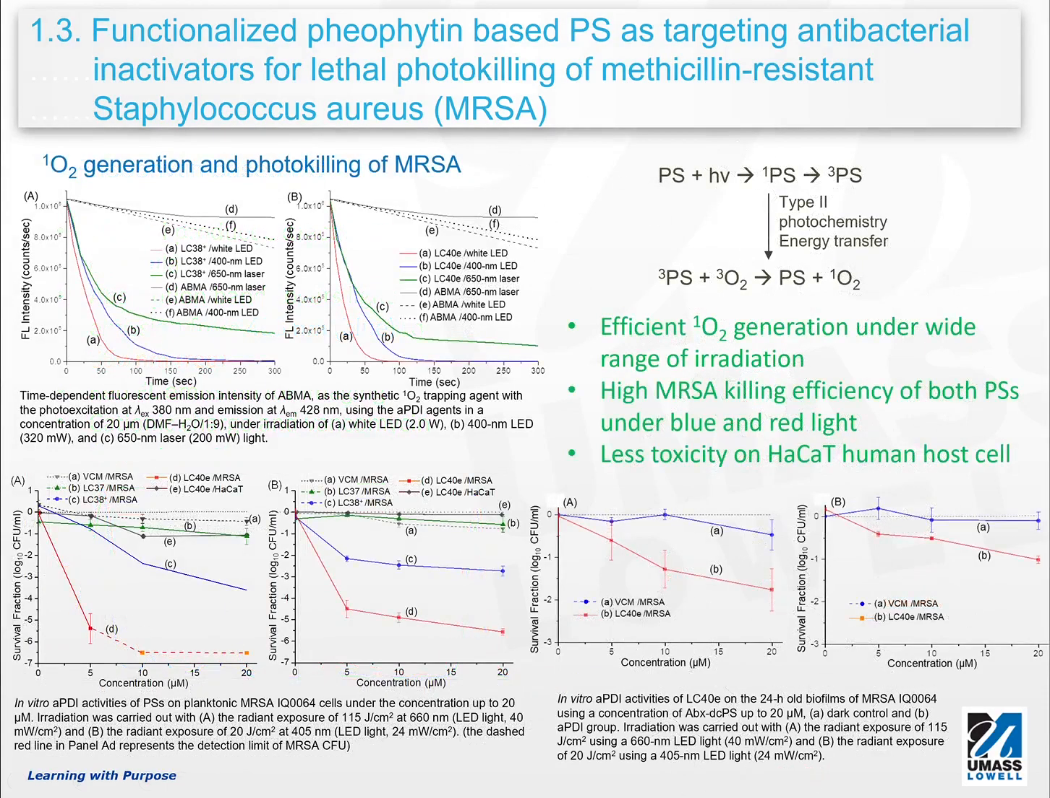So based on these three structures, first we test their singlet oxygen generation, because 15-based structure can only undergo type 2 photochemistry, which involves energy transfer to generate singlet oxygen. As you can see here, we used different light sources, 400 nanometer UV light and white light, and also 650 nanometer red light, to test their singlet oxygen generation. And you can see here, all three types of molecule, especially LC40E, generate very efficient singlet oxygen.